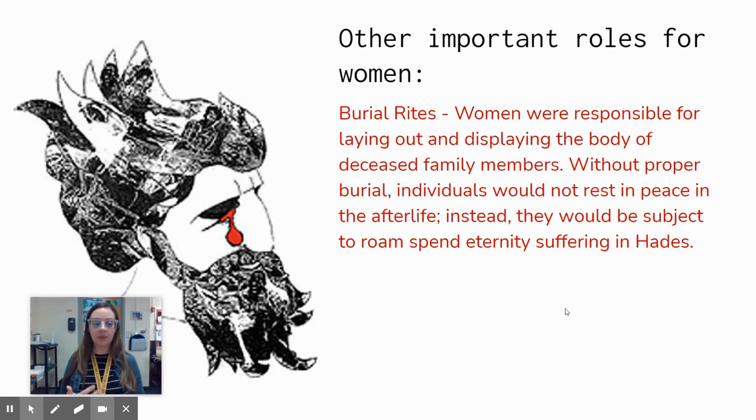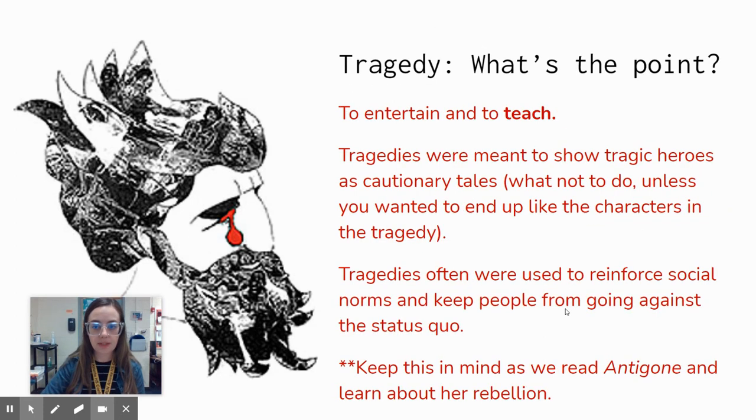So another important thing before we get into Antigone is that women's duty to their family was burial rites and burying their family members, because if they didn't bury their family members, individuals would not rest in peace in the afterlife. Instead, they would just be subject to Rome and spend eternity suffering. They would never truly be at rest.